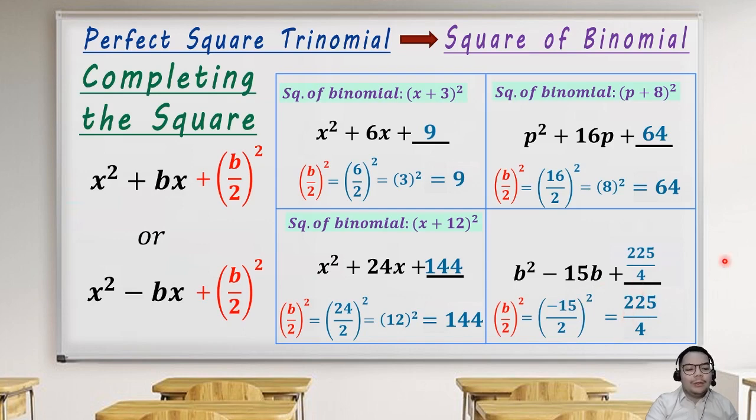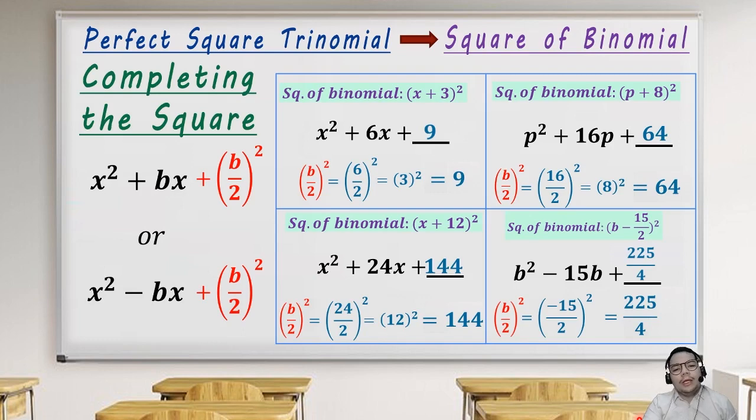Now, if you also got this square of binomial, which will be equal to b minus 15 over 2 quantity squared, because the square root of b squared is b, and the square root of 225 over 4 is 15 over 2, then your answer is correct.